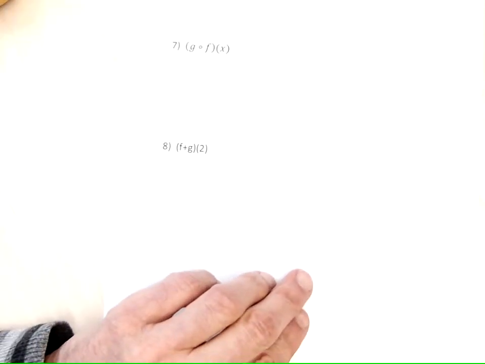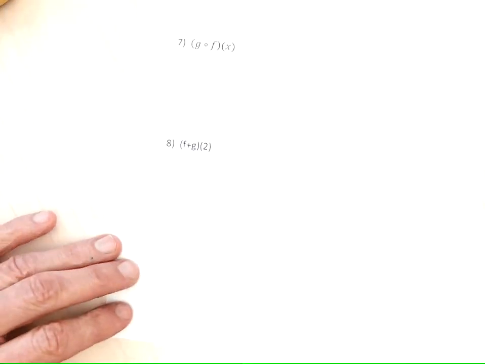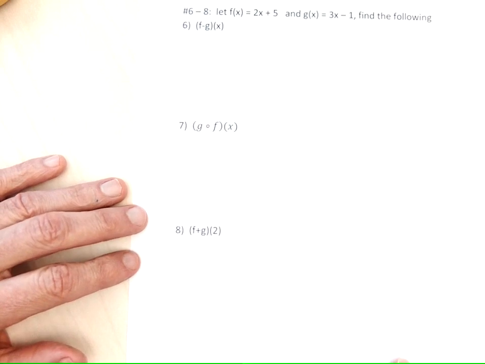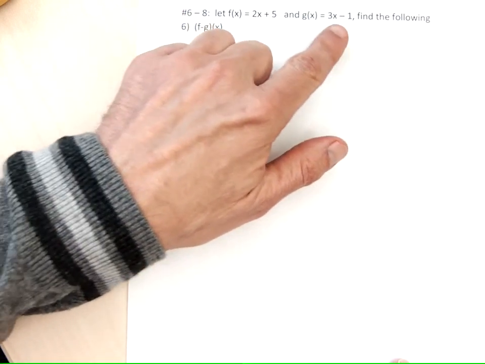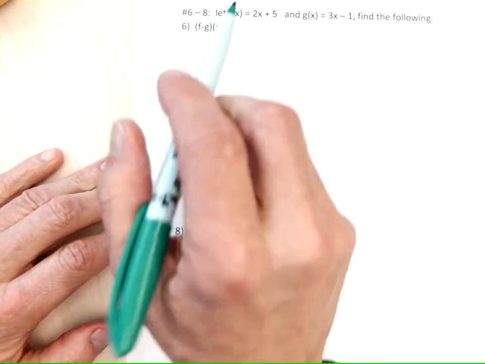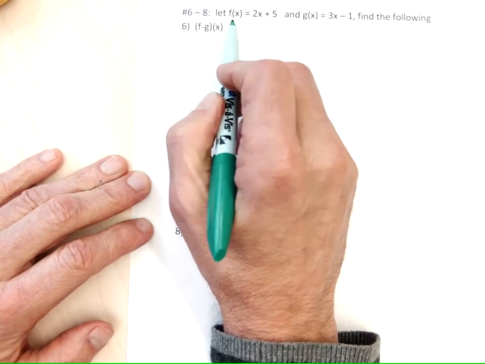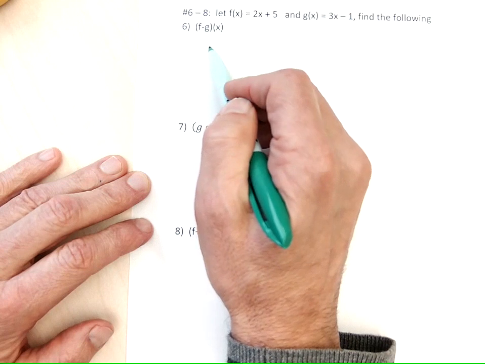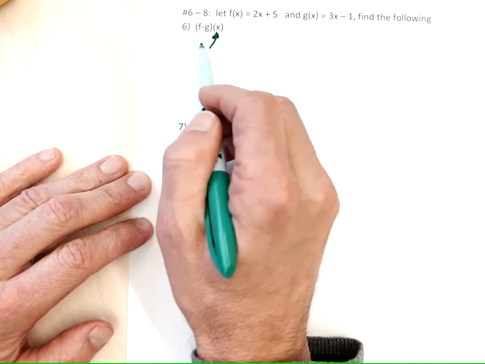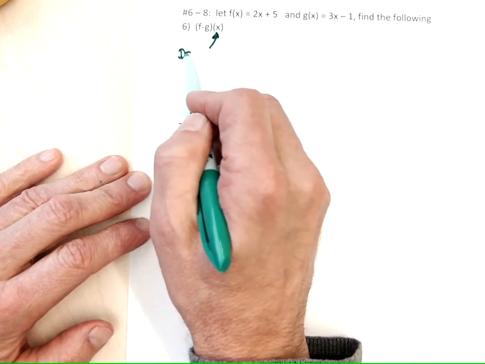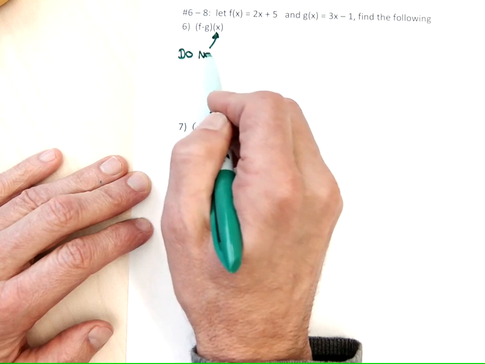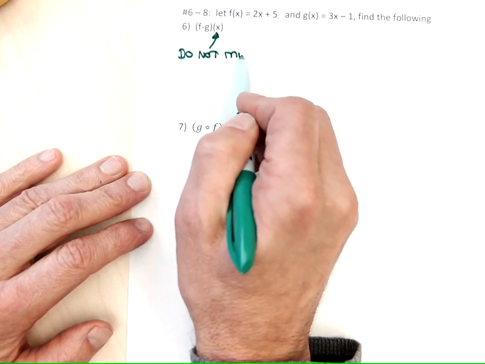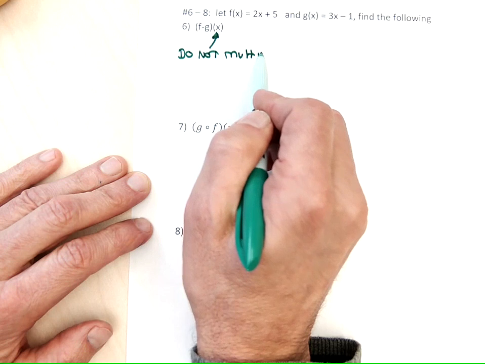All right, now it's just some function notation. Problem 6 wants me to use the functions f and g and find f minus g. So what I'm going to do is just solve the problem. The parentheses here don't mean to multiply by x. It looks like it says to multiply by x, but it doesn't mean to multiply by x. It just means don't change the x to another number.